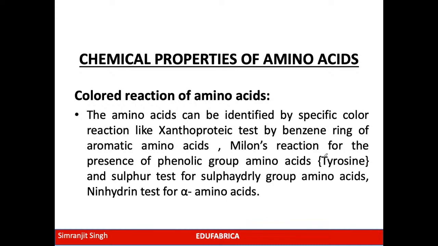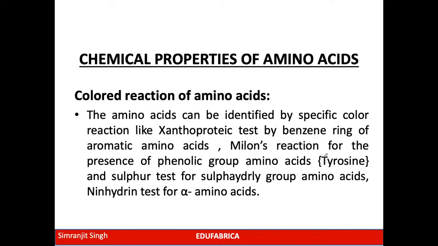Then some other properties of amino acids. They can be identified by specific color reactions. There is the xanthoproteic test, by the benzene ring of aromatic amino acids. There are some amino acids we will be talking about that have these aromatic benzene rings on the side chain group, and because of that presence, we can confirm with the xanthoproteic test.